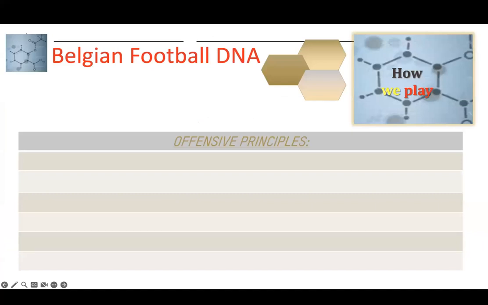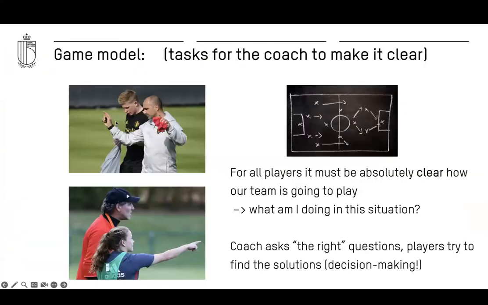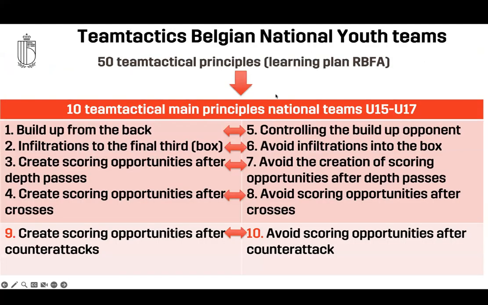As a coach, you have to write it down so that it is very clear how you want to play. Because if it's written on paper, this is your document that makes your team's football DNA. For your players and your coaching staff, it's clear for everybody what is your task, what is your role. And this is the task of the coach, to make this clear to all the players. So this is how we have summarized it for the national team. We have 10 team tactical principles for the youth teams, and they are based upon these phases.